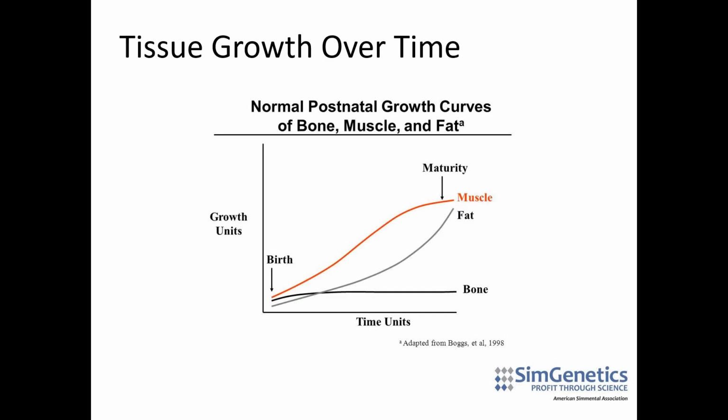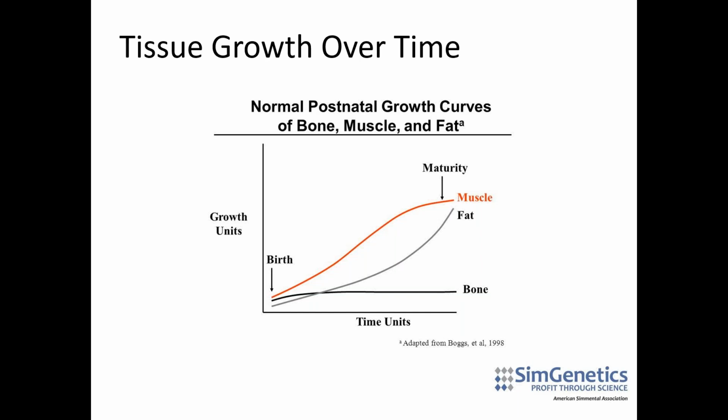All right, here's just a simple graph that shows you how animal tissue growth, or even human growth, would happen over time. We're going to think about this from a beef cattle perspective. On the vertical or y-axis, you have growth units. This could be, say, pounds. And then on the horizontal or x-axis, you have time units, as time is going by.